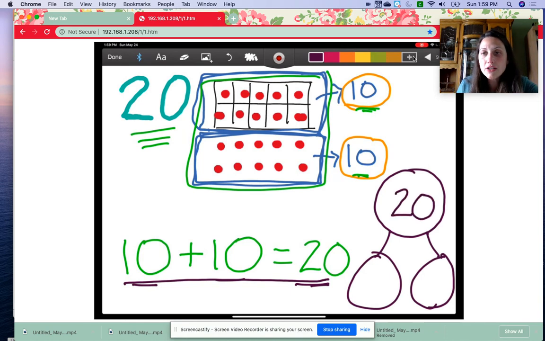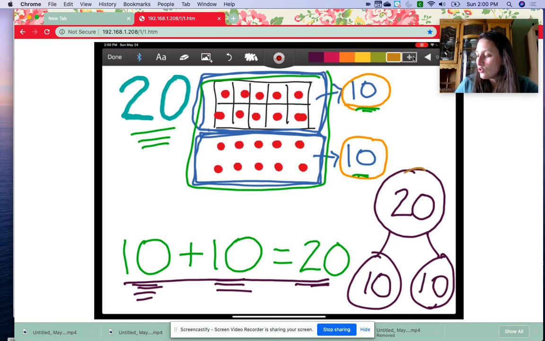And which numbers are my smaller numbers, or the parts that make 20? If you said 10 and 10, you are correct. 10 and 10 make 20. And that is how we learn about the number 20.